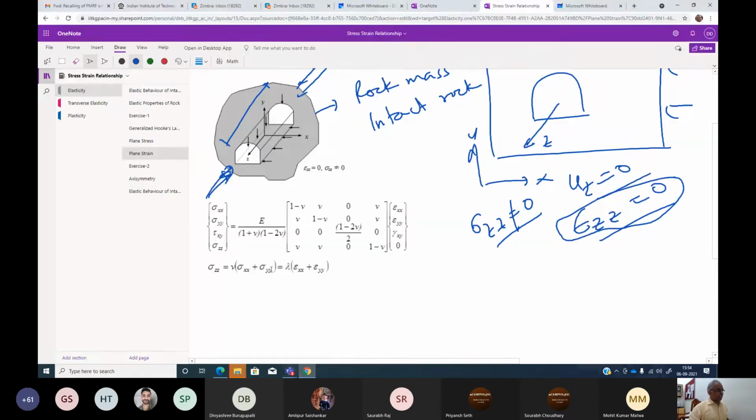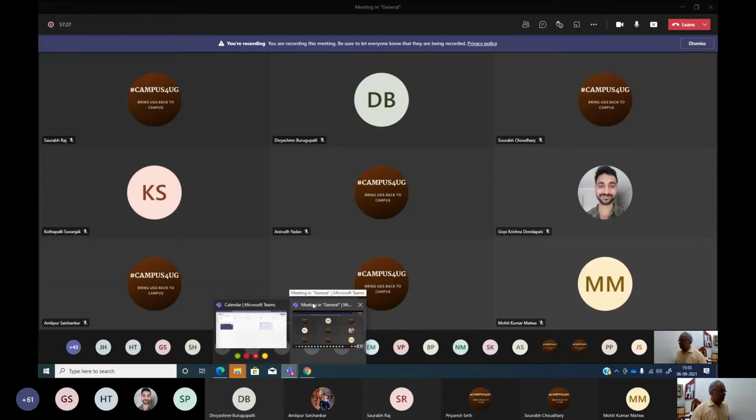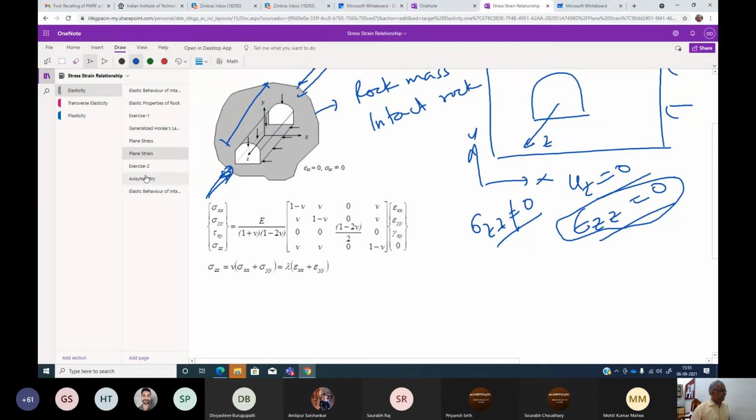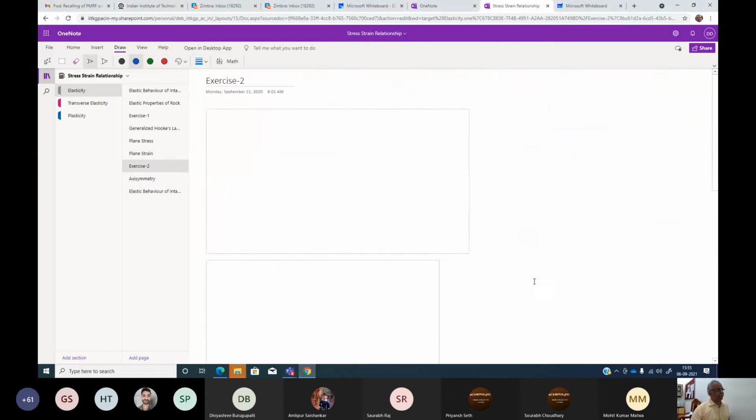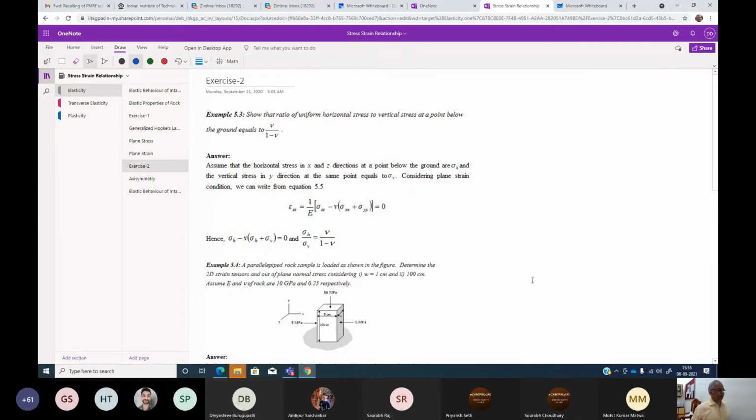Okay, so this is the plane strain. Everybody understood these two differences? Okay, let's see this exercise, the first exercise. Show that the ratio of uniform horizontal stress to vertical stress at a point below the ground equals this.